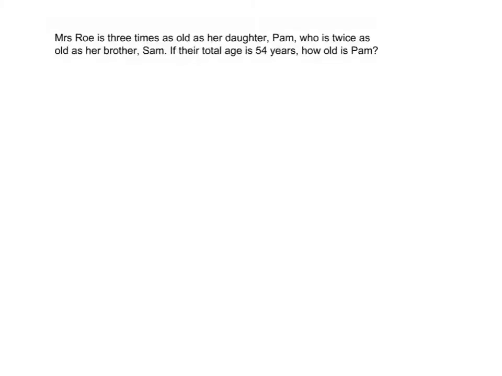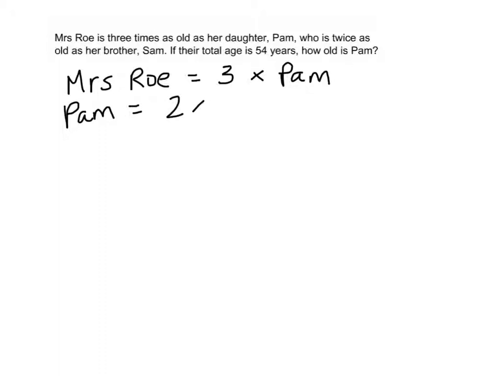Mrs. Rowe is 3 times as old as her daughter Pam, who is twice as old as her brother Sam. If their total age is 54 years, how old is Pam? Now this is a problem where you may actually go ahead and write down at least the vast majority of what you see here. But I'll go ahead and write down what it is I would write down if I was doing this problem in my notes. Okay, Mrs. Rowe is 3 times older than Pam. Pam is twice as old as Sam. Altogether, 54 years.